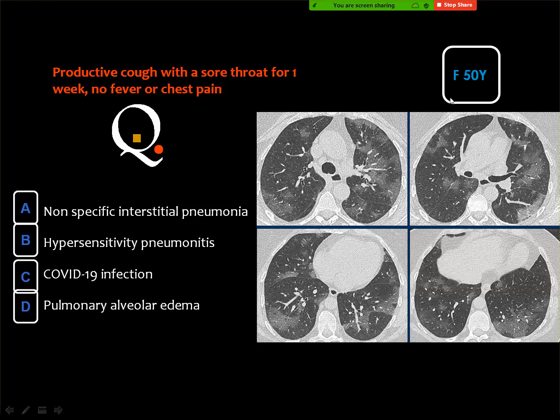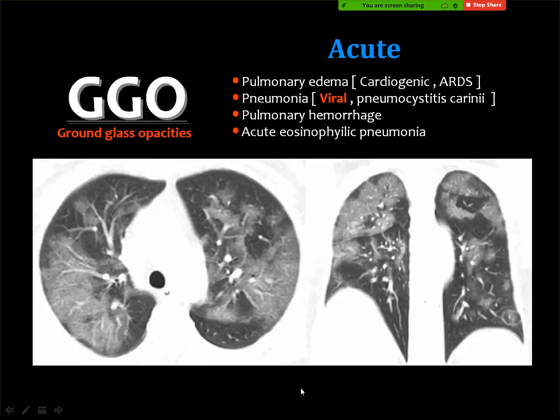Okay, this is a female patient, 50 years old, with productive cough and sore throat for 1 week, no fever or chest pain. Then what do you think of this? COVID-19. Yes, COVID-19. Okay, good. This is right. And this is COVID-19 with the classic appearance of ground glass opacities, which are scattered in both lung fields, especially in the periphery.